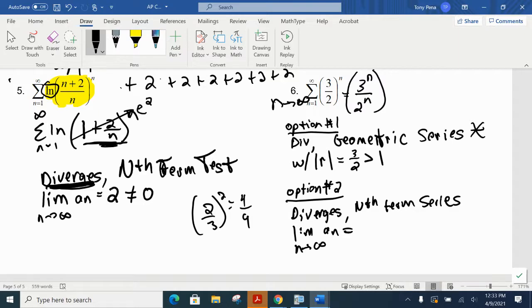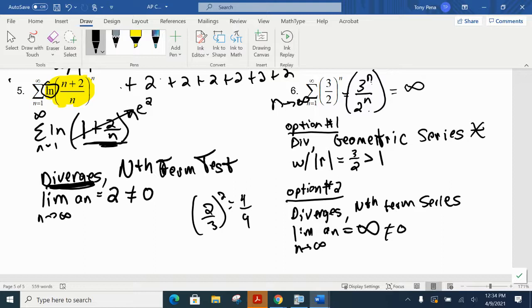Alex? Not quite one, because where's our faster growing function at? Top or bottom? The top, right? 3 to the n is going to grow faster than 2 to the n. So if the faster growing function is on top, Aaron, I think you said it, what is it going to be? Yeah, so that's going to give us an infinity. So the limit of this is infinity and not the 0 that it has to be. All right.